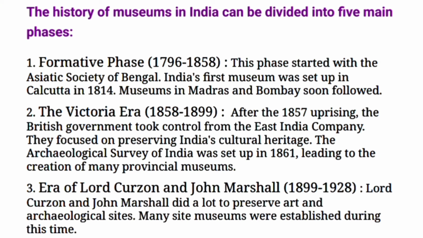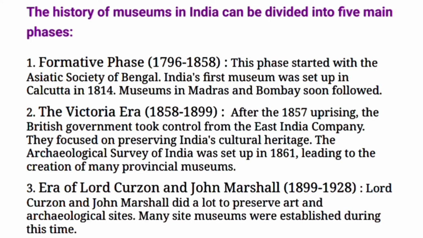First is the formative phase, between 1796 and 1858. This phase started with the Asiatic Society of Bengal, which was founded by William Jones. India's first museum was set up in Calcutta in 1880. That was the Indian Museum in Kolkata. It was set up in 1884, and after that museums were also set up in Madras and Bombay.